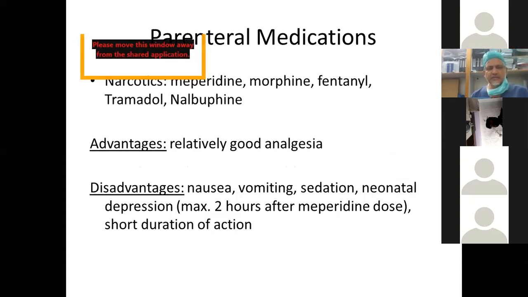So, parenteral medication, we have the option, but let's go through the advantages and disadvantages. Narcotics: meperidine, morphine, fentanyl, tramadol, nalbuphine, these are the drugs available. What we have are tramadol and nalbuphine. The advantage is relatively good analgesia, but the disadvantages are nausea, vomiting, sedation, neonatal depression, and short duration of action. So it's not a good choice. And because of the neonatal depression, at the end of labor you cannot give these opioid medications.